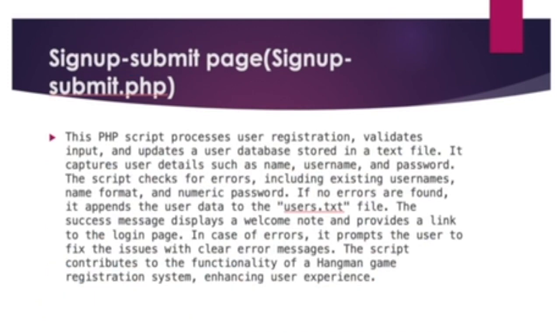The page script processes users' registration, validates input, and updates a user database stored in a text file. It captures user details such as name, username, and password. The script checks for errors, including existing usernames, format, and numeric passwords. If no errors are found, it appends the user data to the users.txt file.